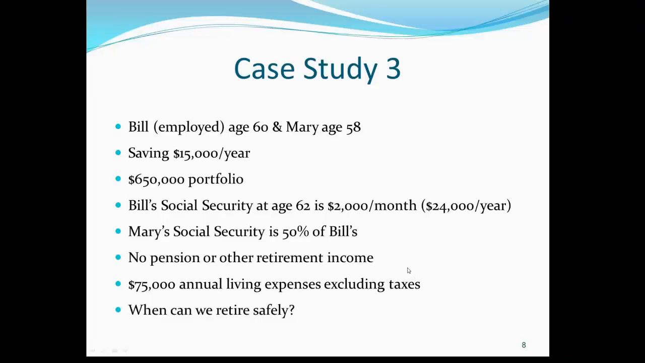Bill is employed, age 60, Mary 58. They're saving $15,000 a year, $650,000 portfolio. Bill's Social Security at 62 is $2,000. Mary's is 50% of Bill's. No other pensions. They have $75,000 living expenses. When can we retire safely? Now, this is a little different because their Social Security hasn't kicked in yet.